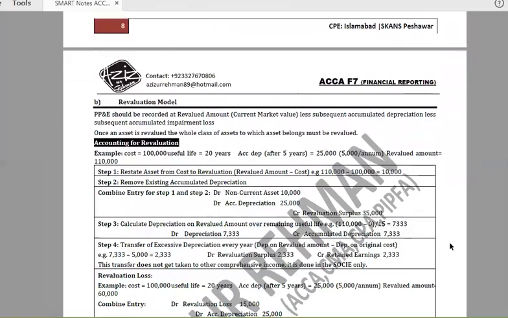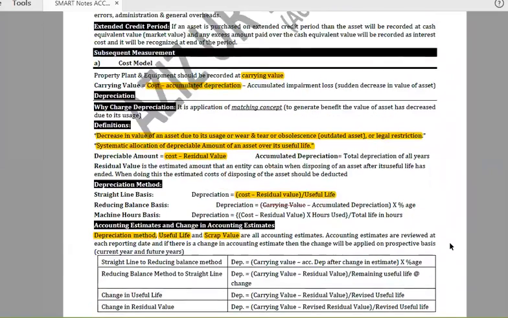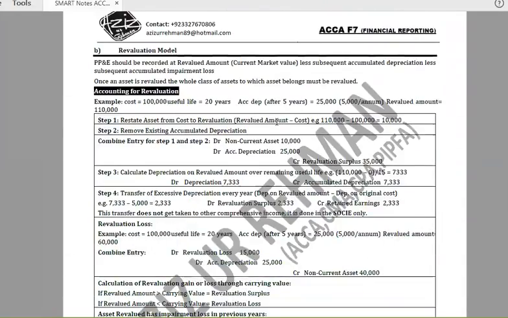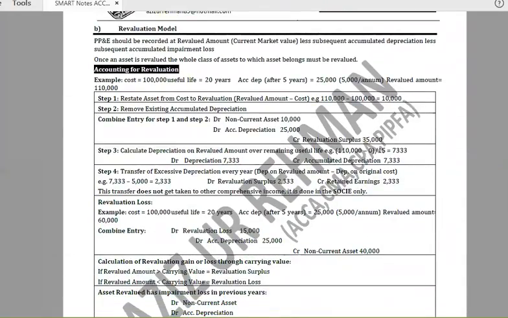So we are reading subsequent measurement. So students, there are two methods of subsequent measurement. One is cost model. In the cost model, we will record the asset at carrying value in the subsequent years. How to calculate the carrying value? Cost minus accumulated depreciation. So this is cost model. And the second method for the subsequent measurement is revaluation model.